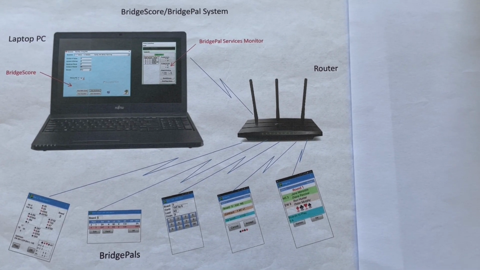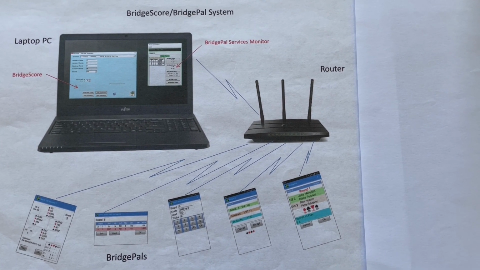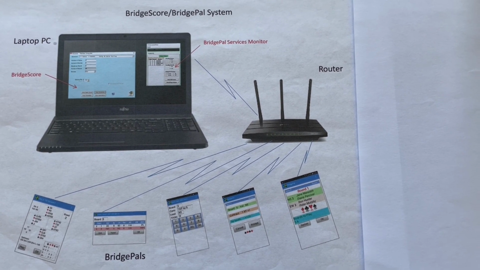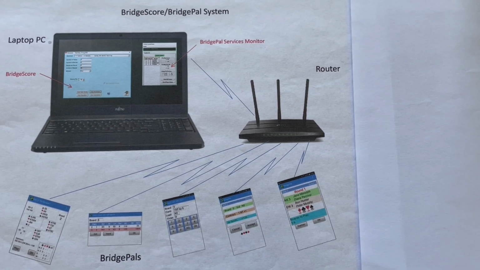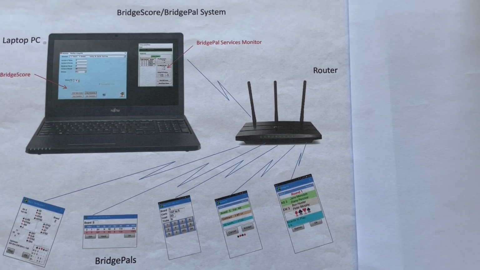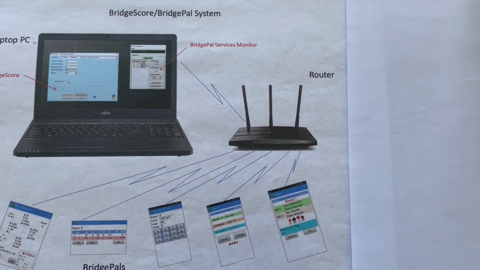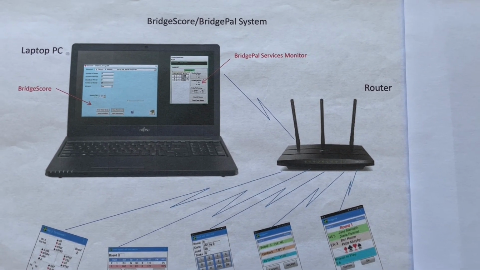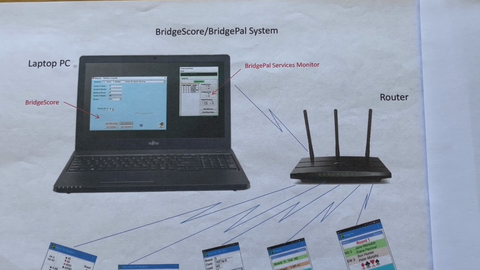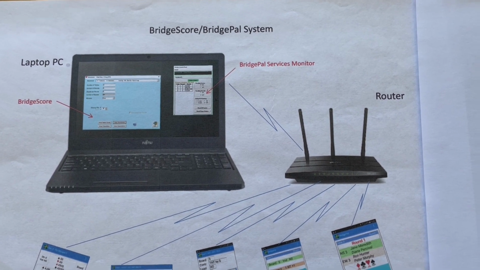Running a bridge tournament is made so much easier by the use of computers. We use a number of BridgePal tablets placed on each table to record the contract and result of each board played. This information is passed over a radio network called Wi-Fi, run on a router, and that information is in turn passed to a laptop PC. On the laptop PC runs a program called BridgeScore, which aggregates all the information and produces the results of the tournament.